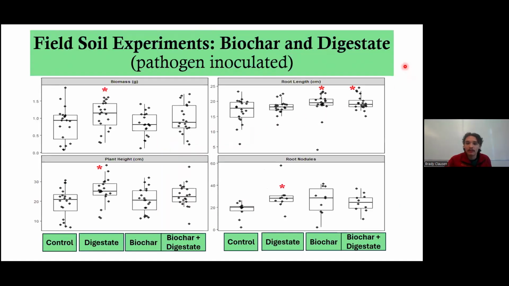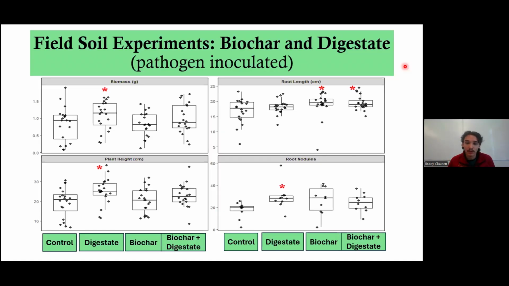And then following that, these are just the growth parameters of those diseased plants. So these were the plants that had the pathogen in the soil. In the top left, we have biomass, top right, root length, bottom left is plant height, and bottom right is root nodules.